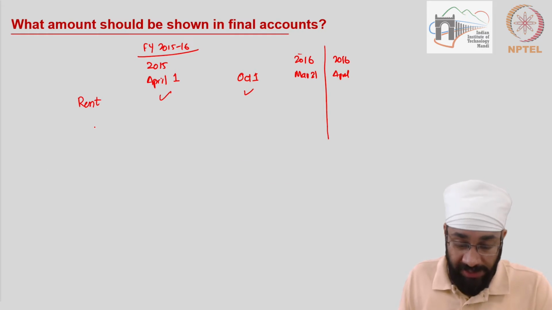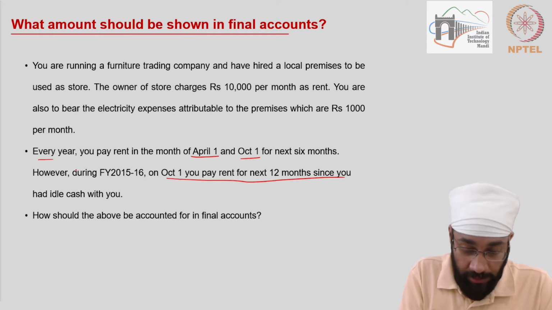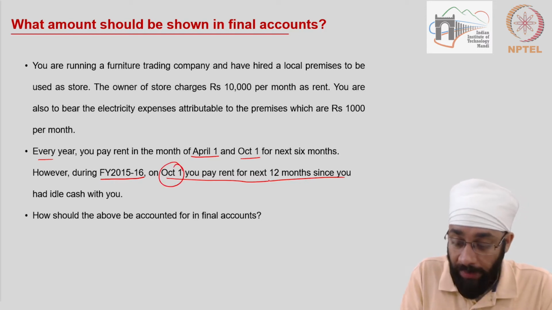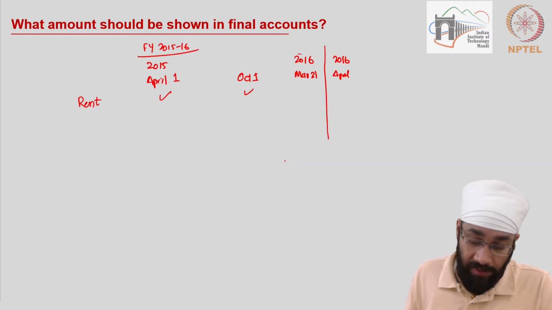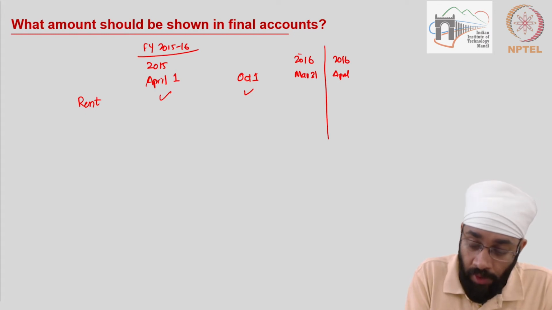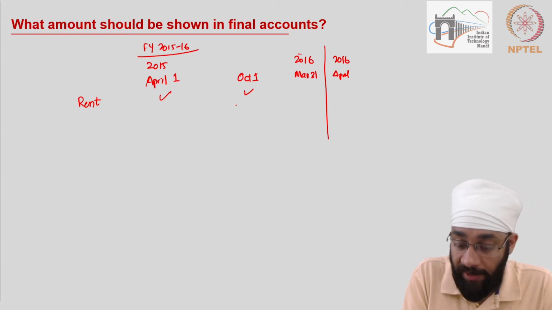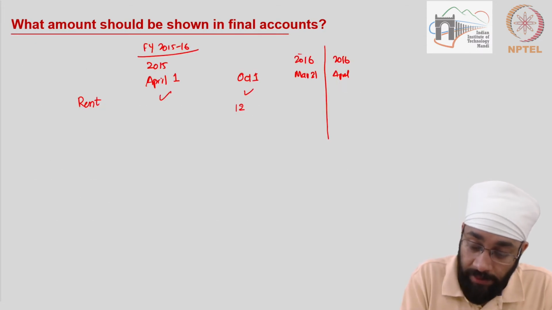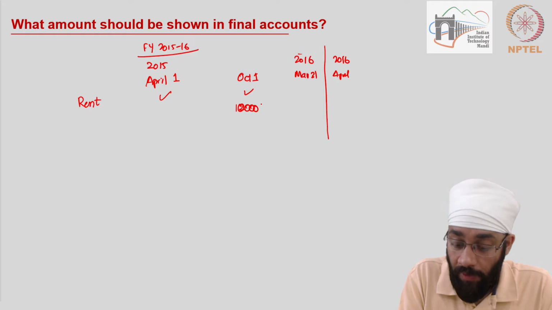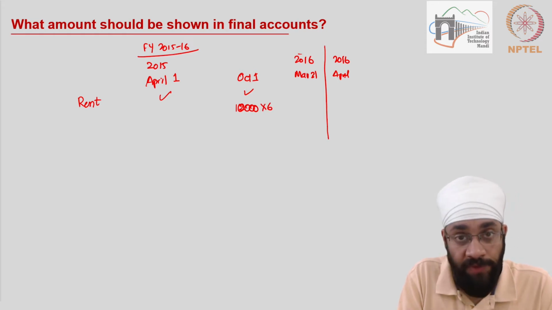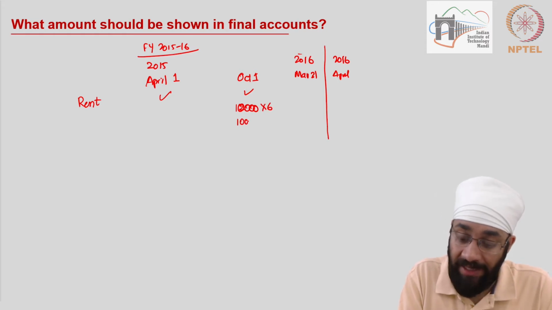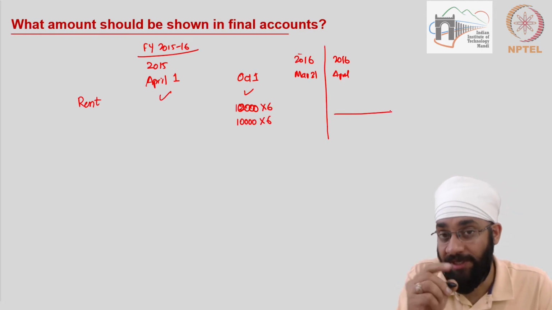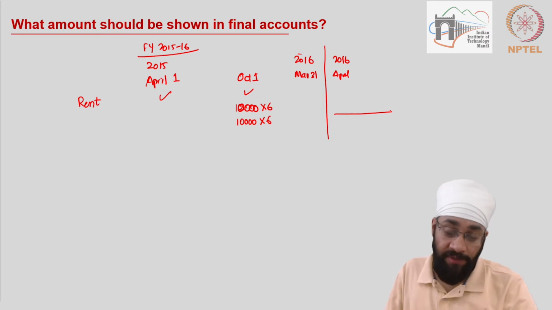So in this question, what is happening is, during 15-16, on October 1st, you pay rent for 12 months. So on October 1st, you are paying rent equal to 10,000 a month for 6 months for this financial year. However, you had idle cash, you had extra cash, and you paid for the next 6 months as well. That is what is different in this question.